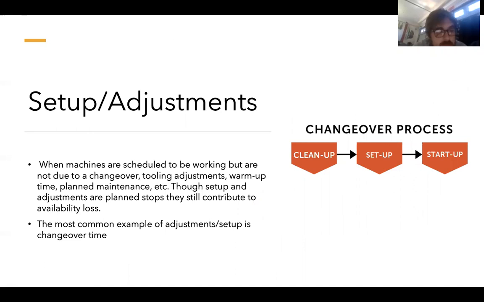Setup and adjustments are when machines are scheduled to be working but are not due to a changeover, tooling adjustment, warm up time, or planned maintenance. Though they are planned stops, they still contribute to availability loss. And the most common example of adjustments and setup is changeover time.